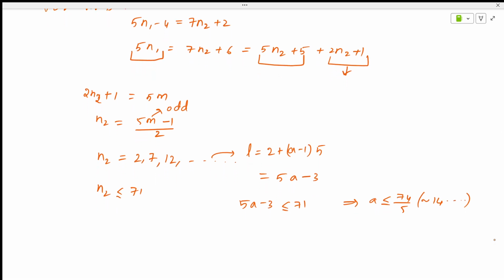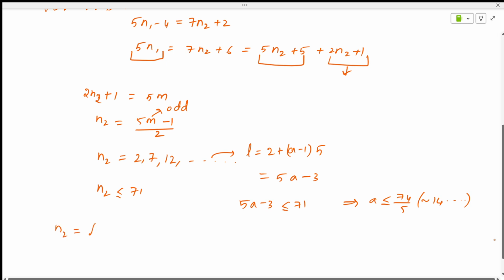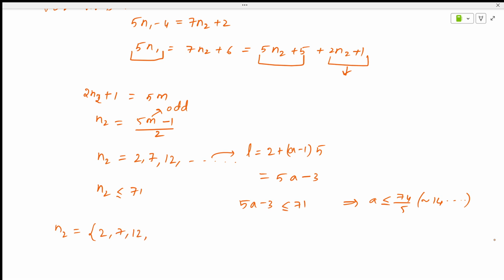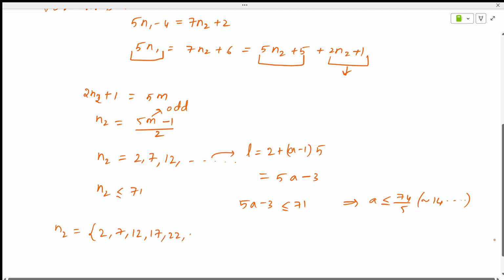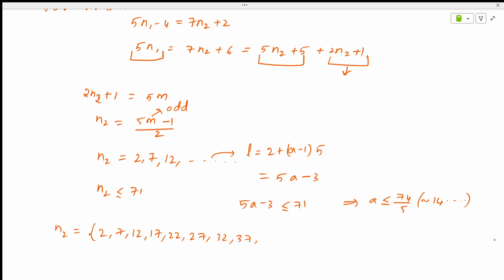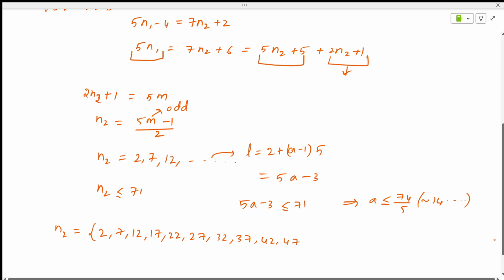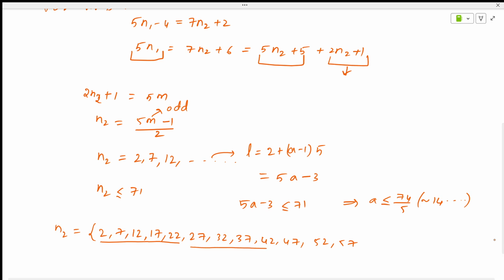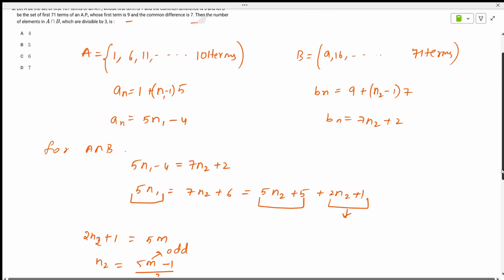If a takes 14 values, n2 also takes 14 values. So n2 is equal to 2, 7, 12. We are adding 5 to each term. So we'll get 17, 22, 27, 32, 37, 42, 47, 52, 57, and 2 more, so 62 and 67. These are the possible values of n2.